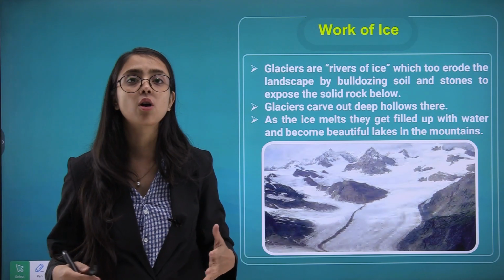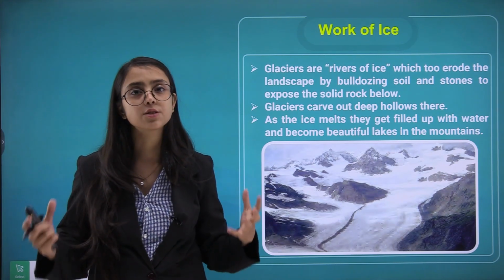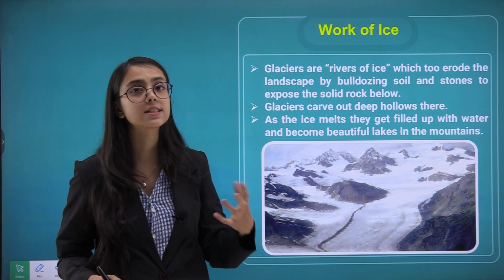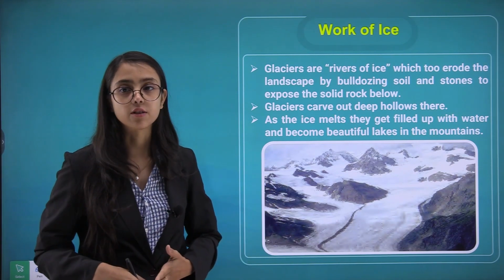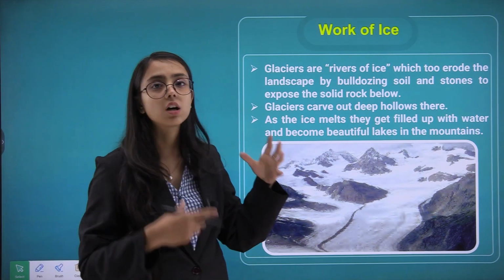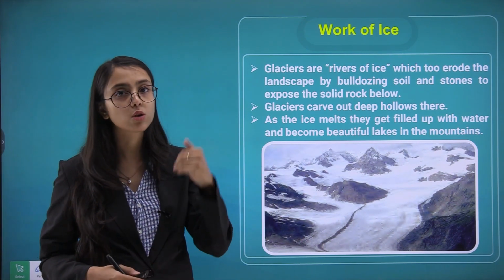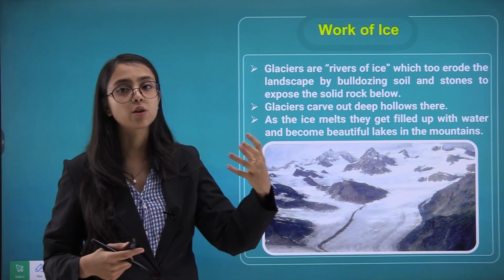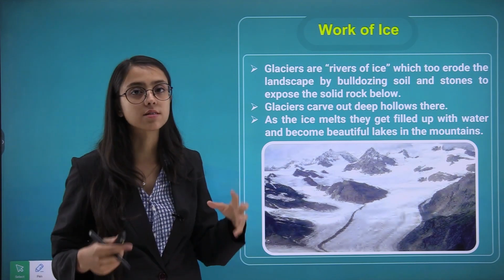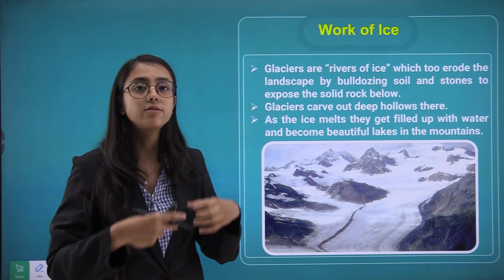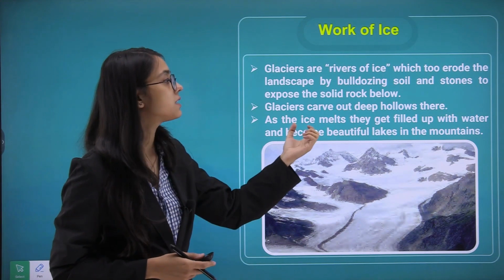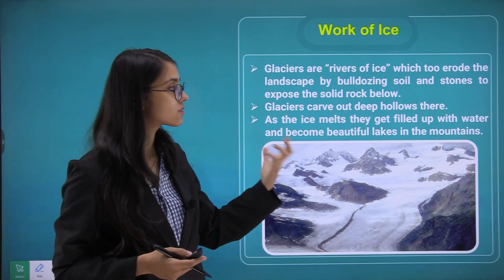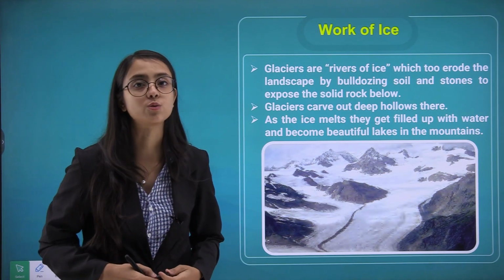Now let's talk about the work of ice. Ice on planet Earth is mostly in the form of glaciers, and glaciers are nothing but frozen rivers. They also erode a huge amount of landscape by bulldozing soil and stones, and they expose the solid rock below. Glaciers, when they move, carve deep hollows. As the ice melts, they get filled up with water and become beautiful lakes in the mountains. They are also known as lagoons.